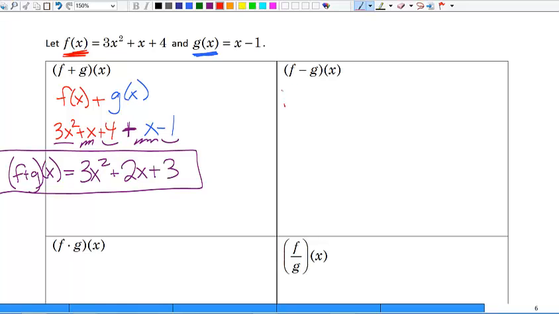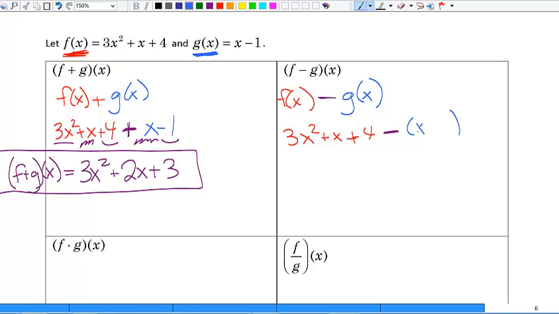The next one is also pretty simple. We have f of x minus g of x, minus because that's what they told me to do in the problem. So my red function, that's pretty simple. The f of x is 3x squared plus x plus 4. Now minus is a little bit more difficult than plus because I am not only subtracting the first term of g, I'm subtracting the entire g function.